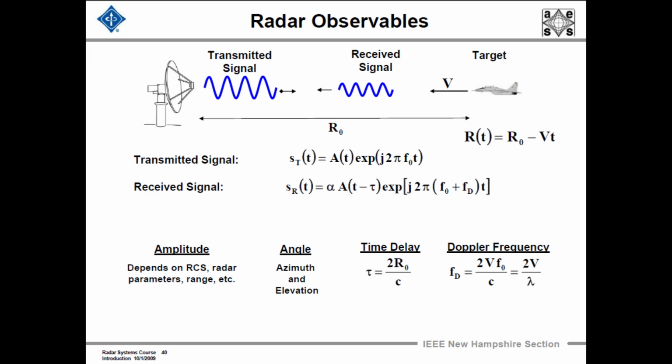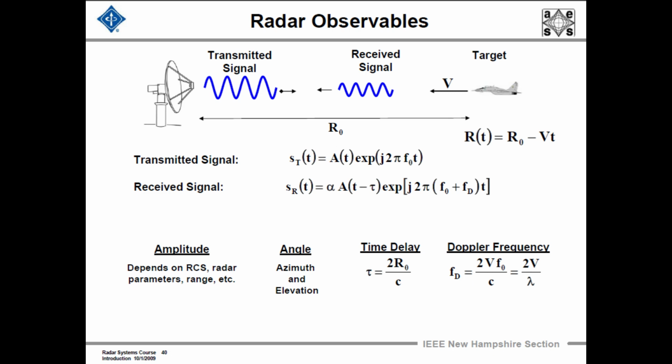We can measure several important parameters from the received signal. The amplitude of the echo depends on the radar cross-section of the target, the power of the radar, the distance, range to the target, and the directionality from the antenna, which should ideally have a narrow beam width. These allow us to determine the azimuth and elevation with certain accuracies. The time delay gives us the range to the target.